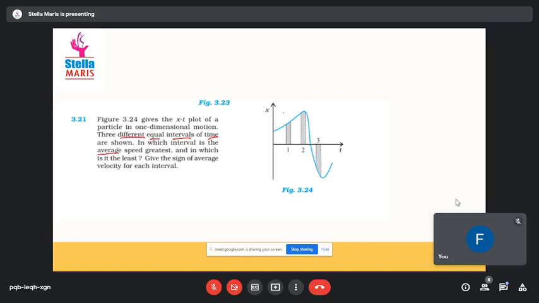What is the average speed formula? Anyone? Disha? Come on, you can answer quickly. These are things that we already know. Total distance by total time. Average speed is nothing but total distance by total time. Very good. They are asking in which interval the average speed is greatest, first, second, or third. Anybody? You can try. Second, sir.